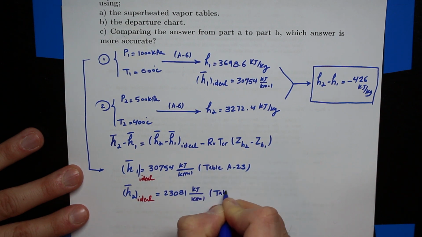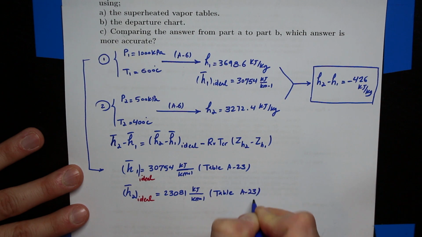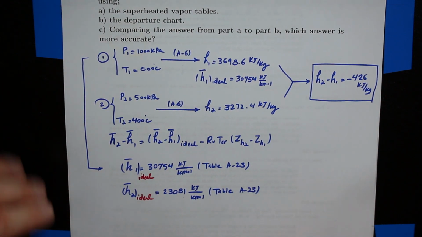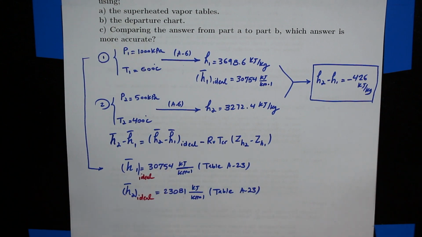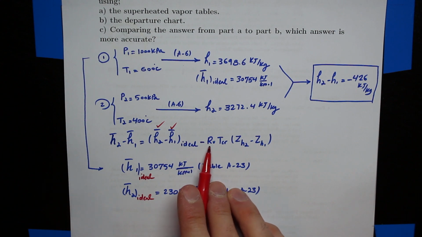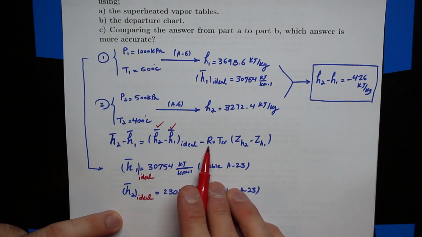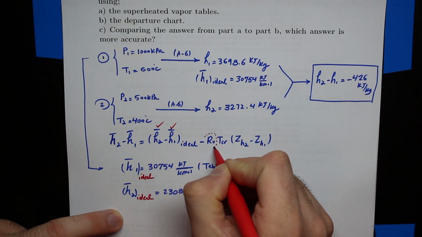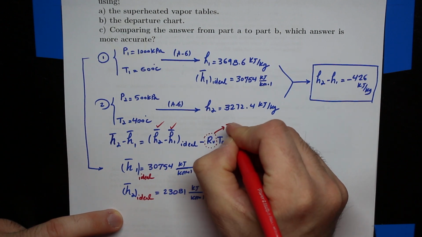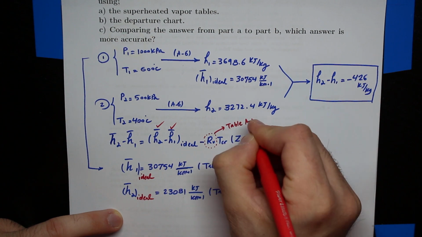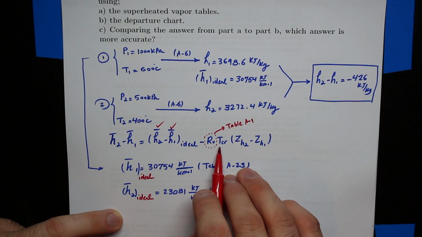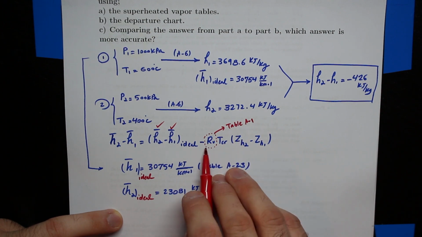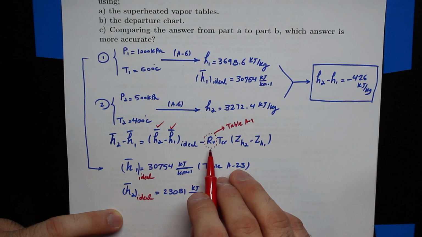So this is also coming from table A23. Okay, so basically I'm good with these two H bars. Basically this is checked, this is checked. Ru is also known, this is 8.314 kilojoule per kilomole Kelvin, which comes from table A1. You do not need to memorize that value, you can easily go to the table, just go below the table and the very first line gives the value of 8.314 kilojoule per kilomole Kelvin.